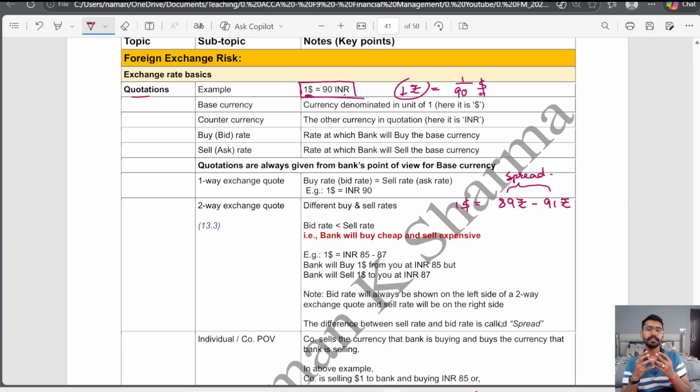Bank will buy at a rate which is convenient to it. Bank will sell at a rate which is more convenient to it. So the bank will always buy low, the bank will always sell high. This is called a two-way exchange rate.